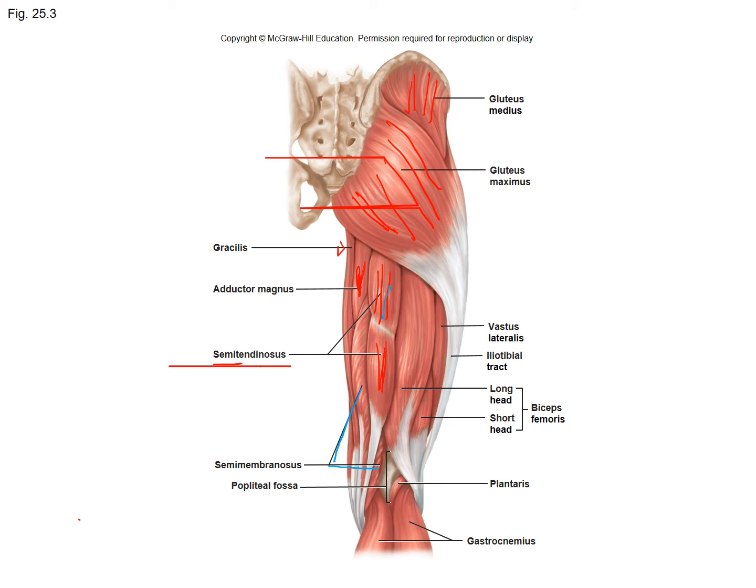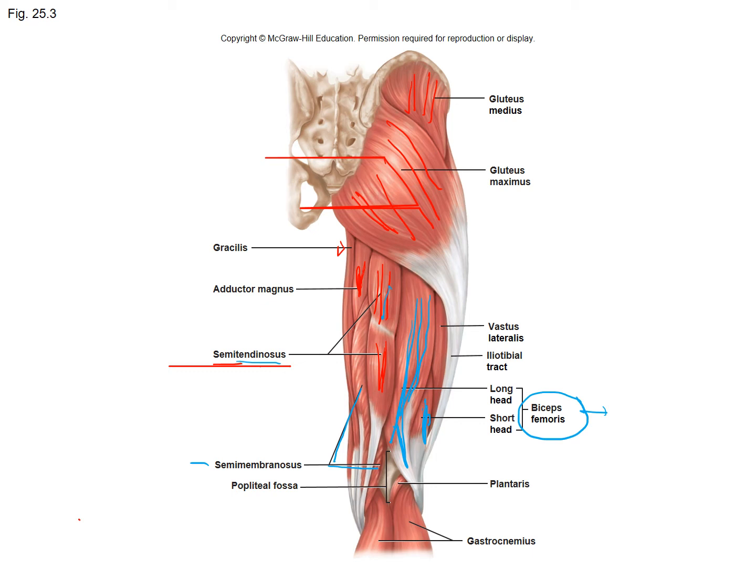You have semi-tendinosus, semi-membranosus, and the biceps femoris. This is called the hamstring muscle. It has a long head and a short head. This is the short head, and this is the long head. Remember we had biceps brachii in the arm. Here in the lower limb we have the biceps femoris, which covers the femur. Very important muscle, the hamstring muscle: semi-tendinosus, semi-membranosus, and biceps femoris, long and short head.